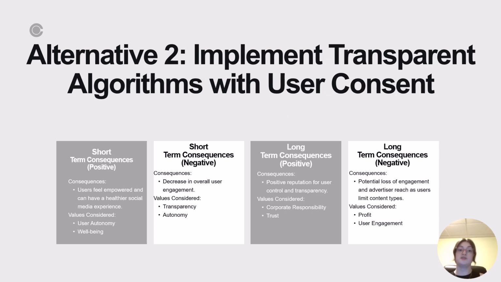Moving on to alternative 2, which is the implementation of transparent algorithms with user consent. So the short-term positive of this is that users feel empowered and can have healthier social media experiences because they are more knowledgeable, they have more control of the algorithms, and they actually know what's going on with them. This helps with user autonomy and well-being. However, a short-term negative consequence is a decrease in overall user engagement.